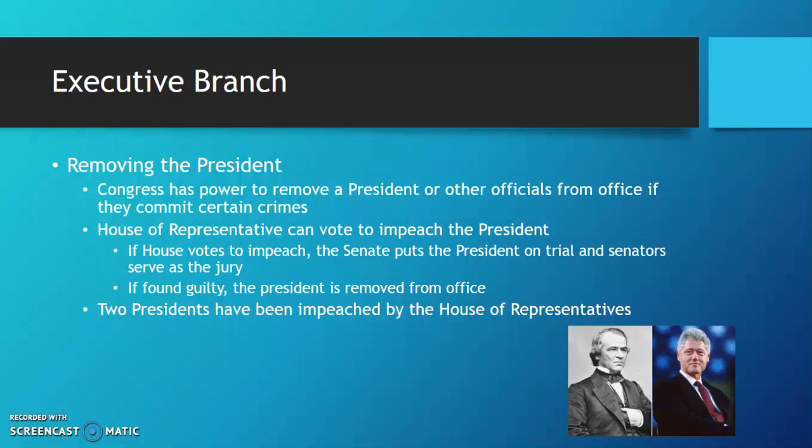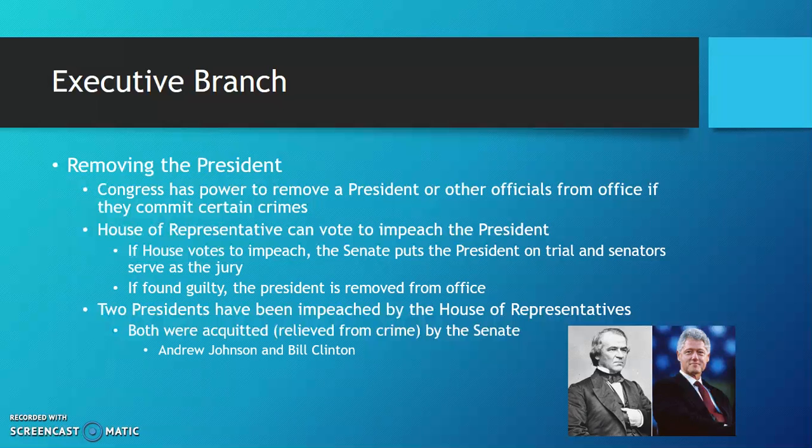There have been 2 presidents that have been impeached by the House of Representatives. Both were actually acquitted, which means relieved from their crimes by the Senate. So they weren't officially removed from office, but the House of Representatives did vote, and then the Senate heard a trial of them and acted as their jury. These presidents included Andrew Johnson and Bill Clinton, as you can see in the picture on the bottom right-hand corner. Andrew Johnson escaped actual removal by 1 vote.